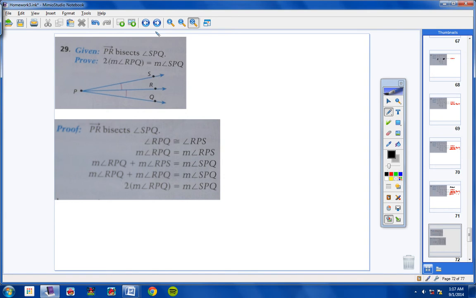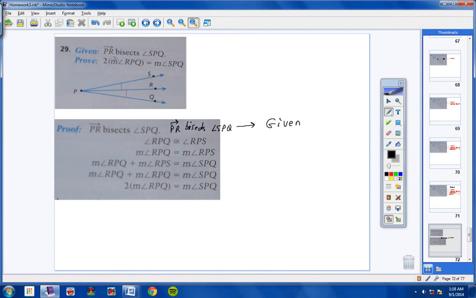Now, I definitely want to state that I disagree with what they've done here. They really didn't put their given first like they're supposed to, okay? And so really their first step right here should have been PR bisects angle SPQ, okay? And that should be your given. They really should have done that. Now, they didn't, and that's fine, but it's always important to write your given first, okay? However, moving on, let's see what's next.